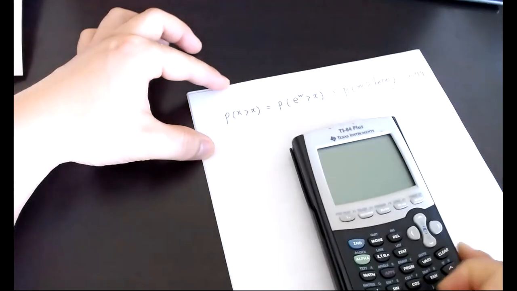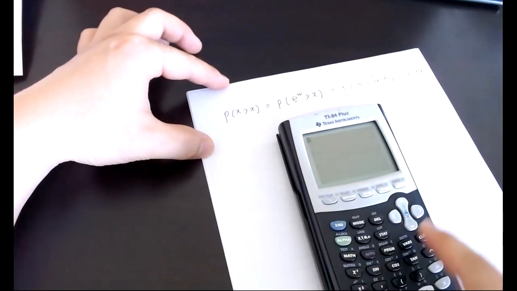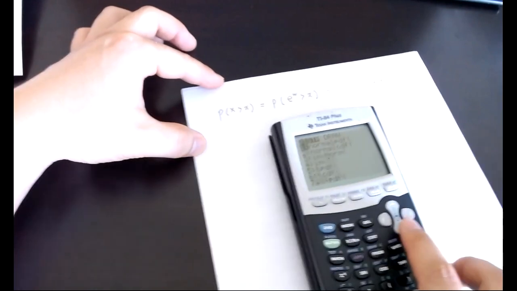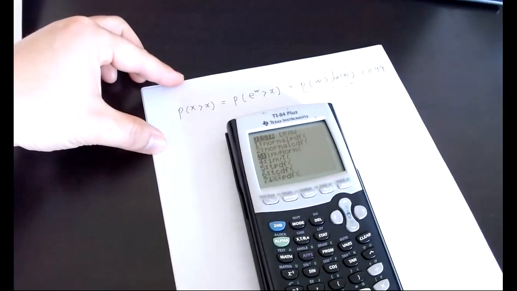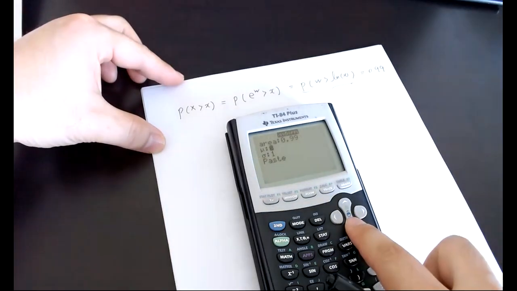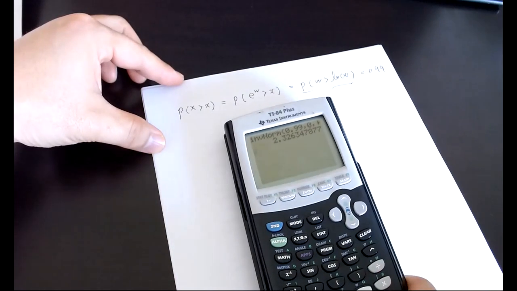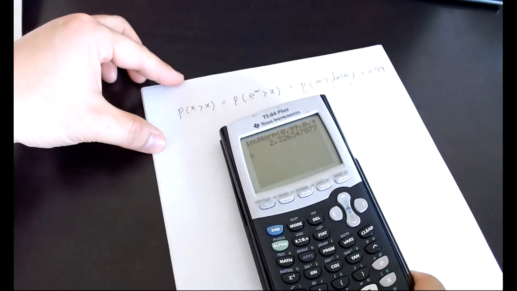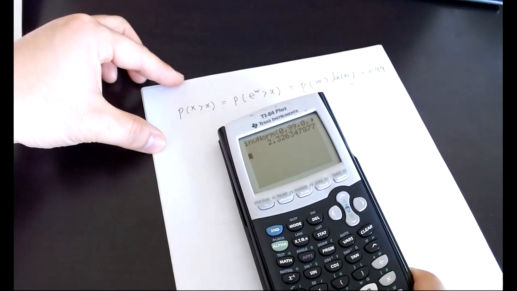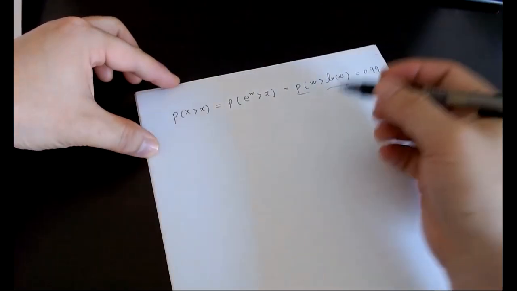Here we're going to use inverse norm. Go to distribution, then inverse norm. The area is 0.99, and then mu is 0, sigma is 1. That's going to be 2.3263 approximately, so approximately 2.33. What does that mean?